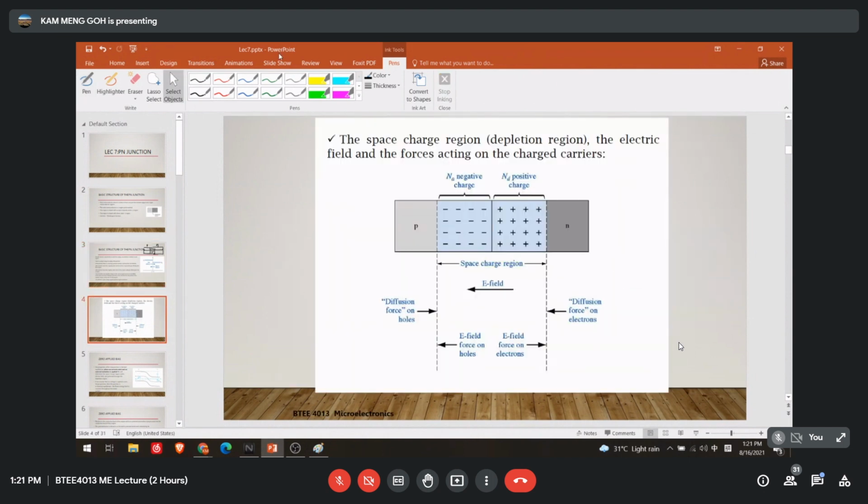So this is the picture that I mentioned just now. A negative charge, positive charge, space charge region. You'll have an electric field. Then the force on the hole comes to here, and the force on the electron to here. Then you can see that the diffusion force comes from the high concentration to the low concentration. So that's why the hole diffusion will go in this direction. The electron concentration diffusion force comes from this direction.